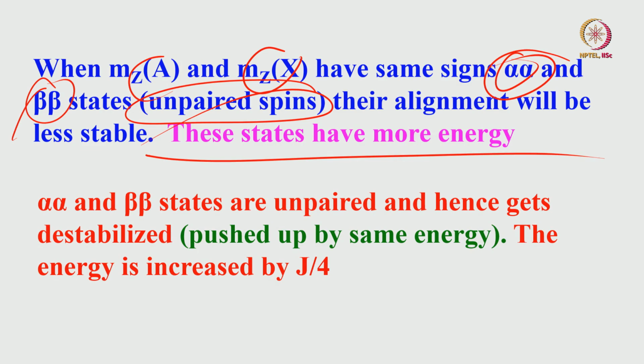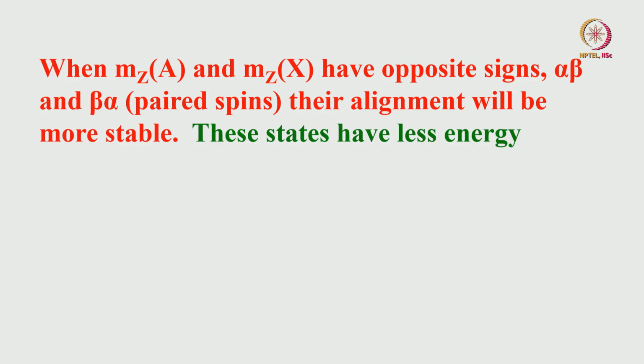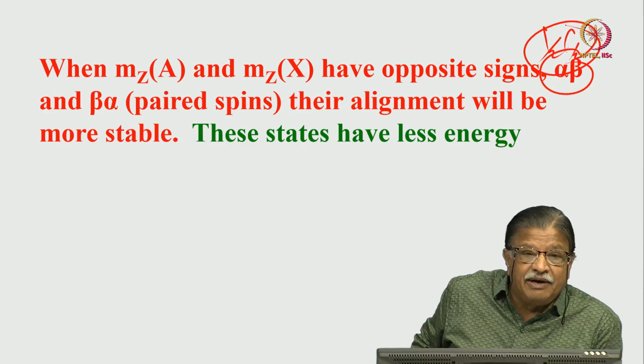If I consider alpha alpha, I am sorry, these two energy states, alpha alpha and beta beta, they are destabilized. The energies will be pushed up by J by 4 because they are less stable, I would say less stable rather than unstable, because of being unpaired. They are destabilized and the energy will be pushed up by J by 4. What about the other spin states? Consider alpha beta and beta alpha, they are plus half and minus half, they are paired. When they are paired, their alignment is more stable.